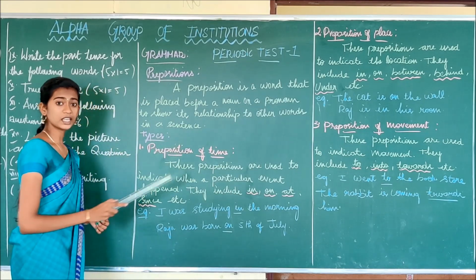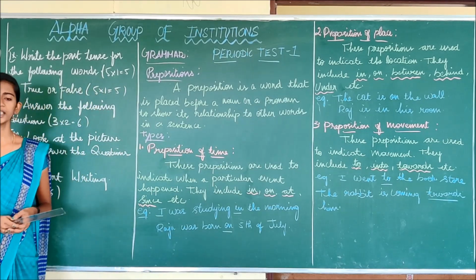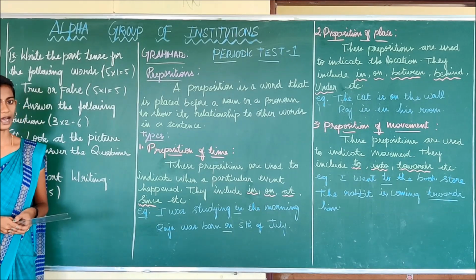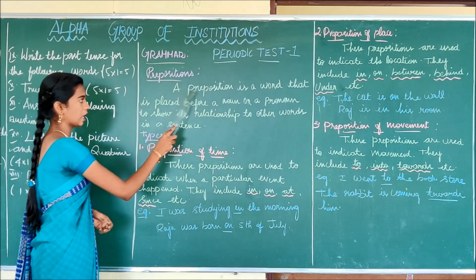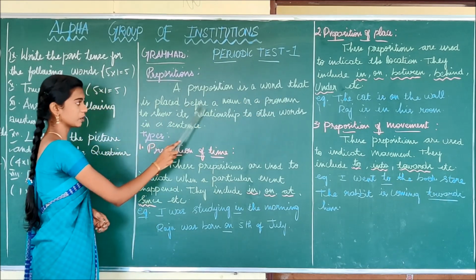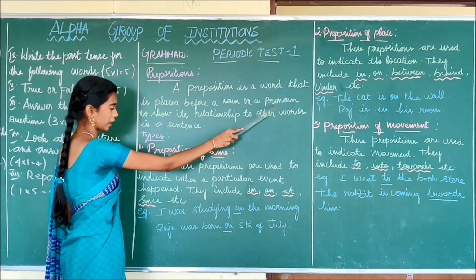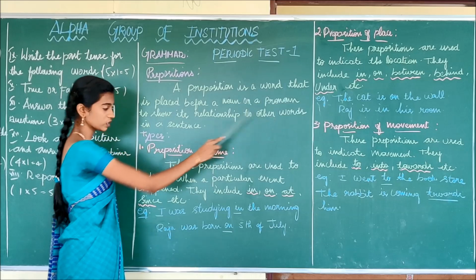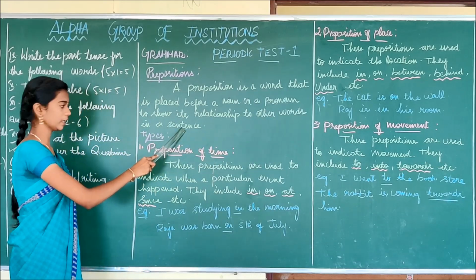So it shows the relationship. It shows the connection to other words in a sentence. A preposition is a word that is placed before a noun or a pronoun to show its relationship to other words in a sentence. Okay?